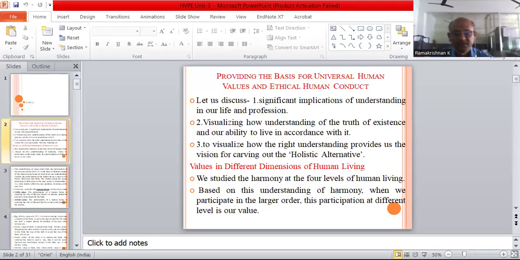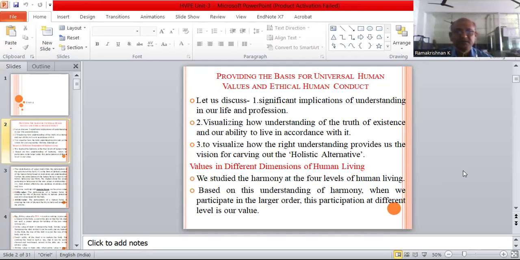Good morning, students. In this session, we have a discussion on human values and the associated right understanding, definitions of human conduct, and finally, humanistic education. So let's start with values, human values.